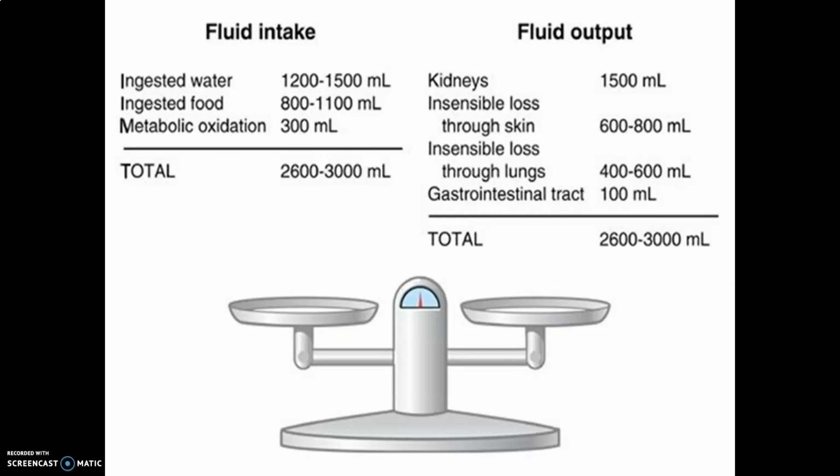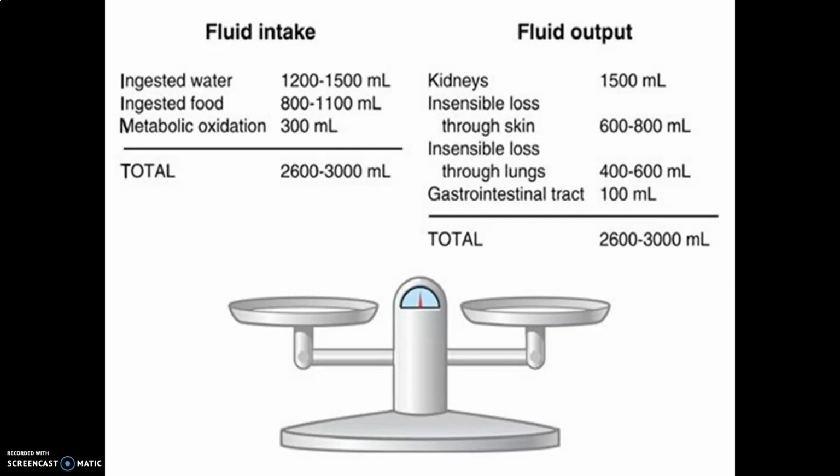Metabolic oxidation, here also you have to know, is nothing else, it is a chemical process in which oxygen is used to make energy from carbohydrate. That is known as oxidative metabolism. In that process also we are getting almost around 300 ml. So total fluid intake is almost 2600 to 3000 ml per day.